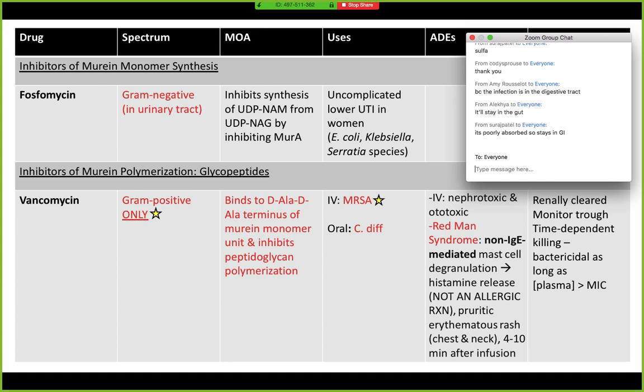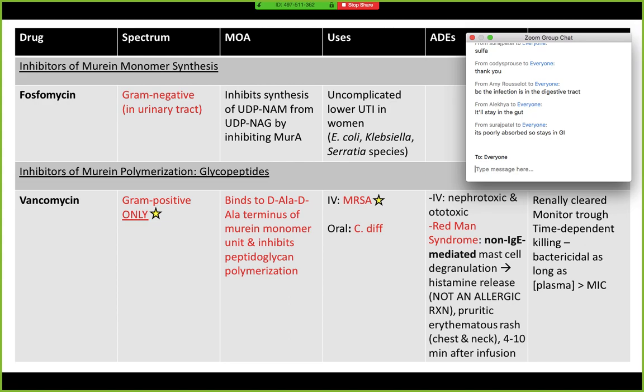Okay, and then a big one that's high yield is the Red Man syndrome. The red man syndrome is an itchy and erythematous rash that is going to show up on the chest and the neck almost immediately after you start the infusion of vancomycin. You want to keep in mind that this is not an allergic reaction. So this does not fall under your type 1 hypersensitivity. This is a non-IgE mediated mast cell degranulation.